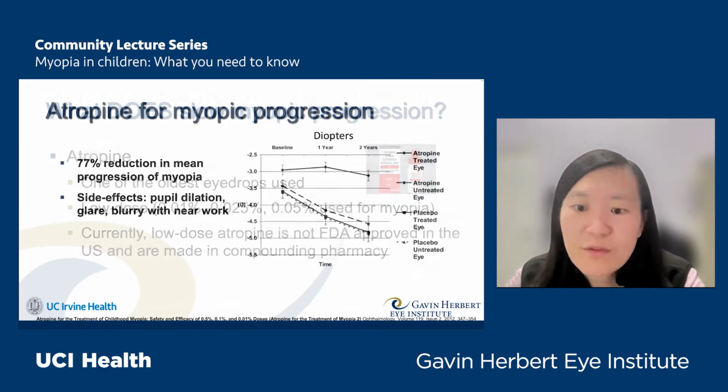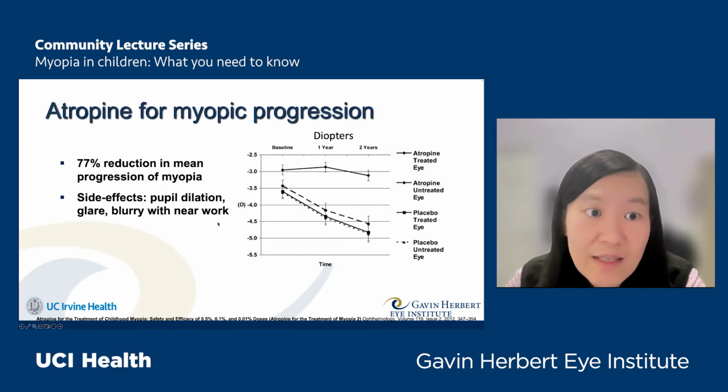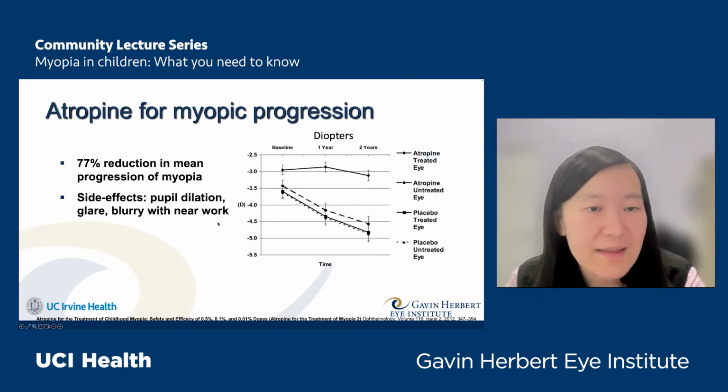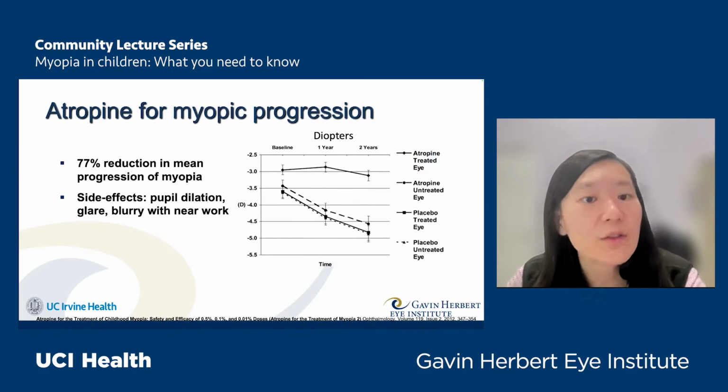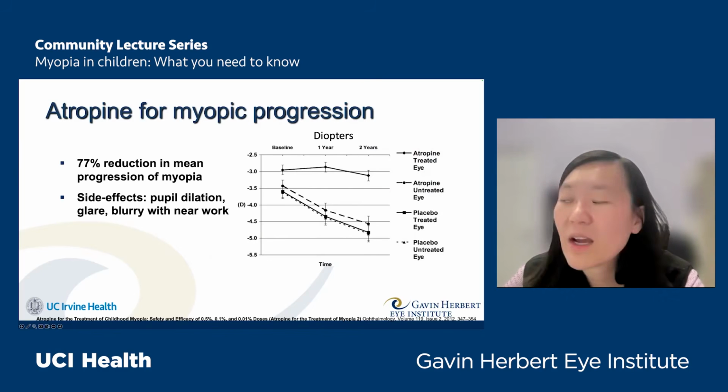So I wanted to show you a few graphs to show you how effective low-dose atropine is in slowing down progression of myopia. So if you look at this graph here, on the top line, this is a patient who is untreated.